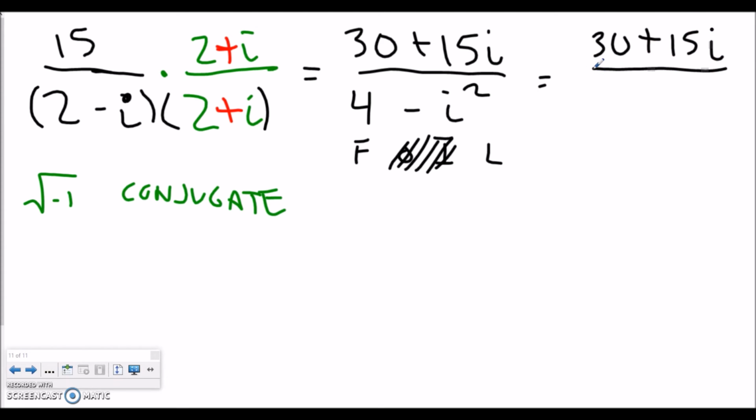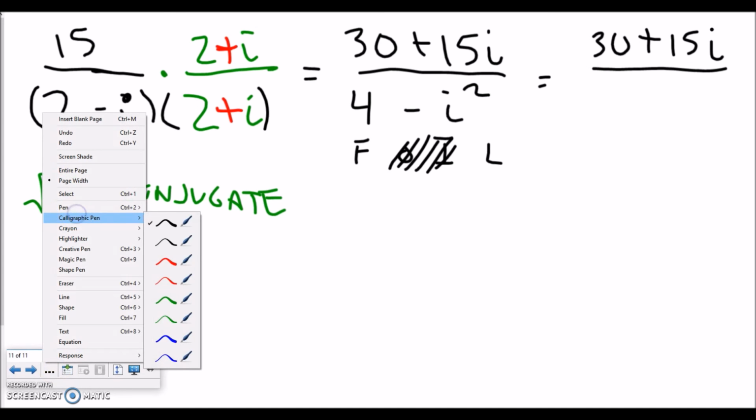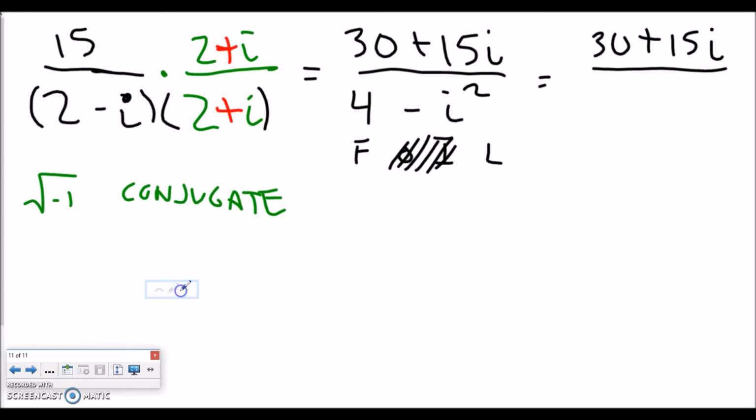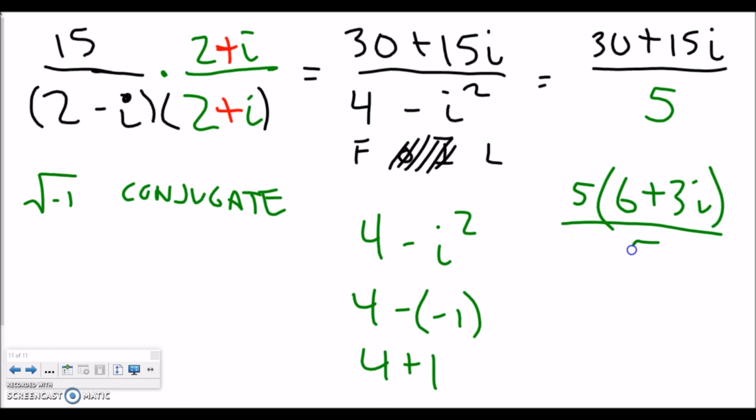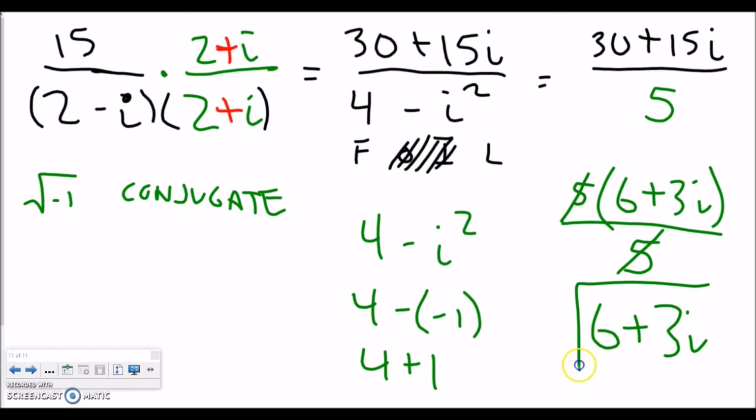What about my bottom? Well, if we wrote it out, 4 minus i squared, that's like 4 minus negative 1, that's like 4 plus 1, or 5. Now we can see we can GCF factor in the numerator, and those 5's cancel. So my final answer, 6 plus 3i.